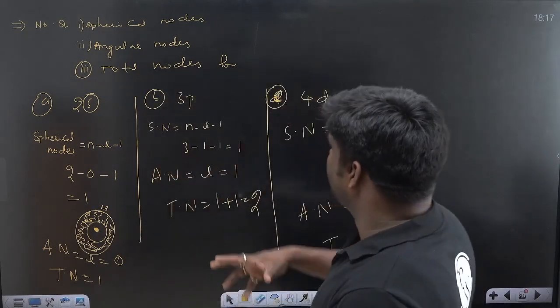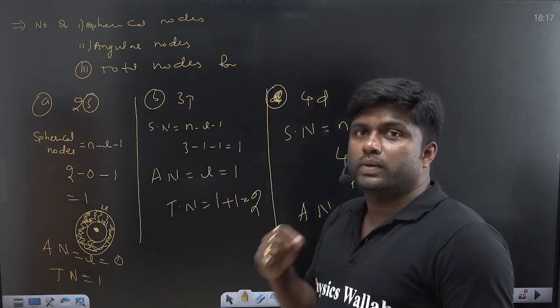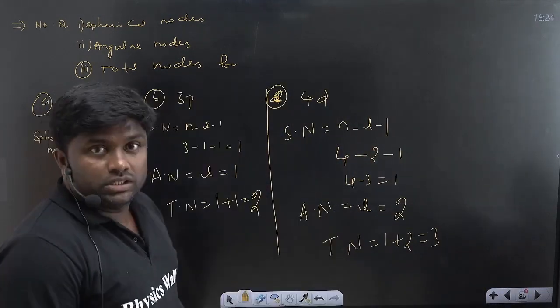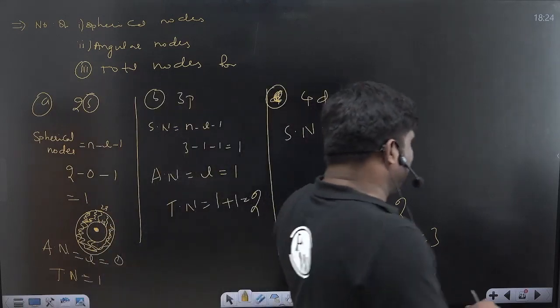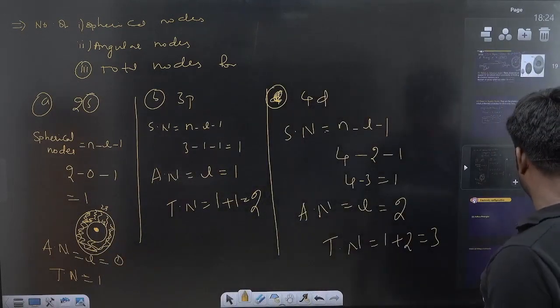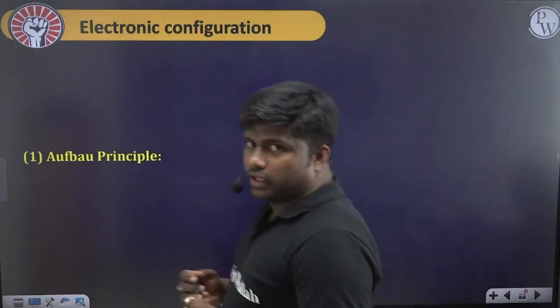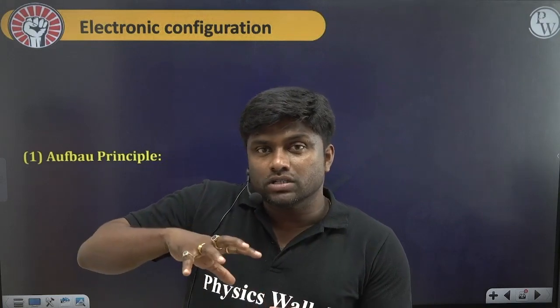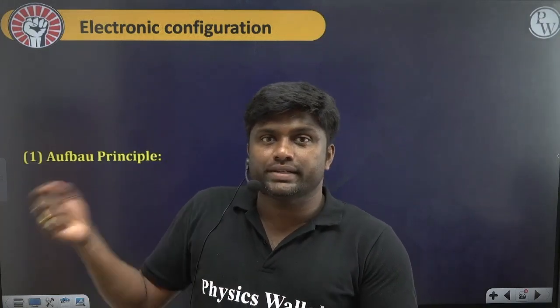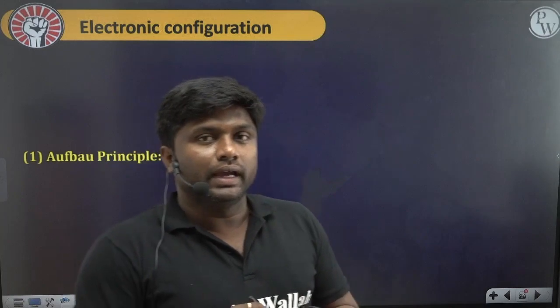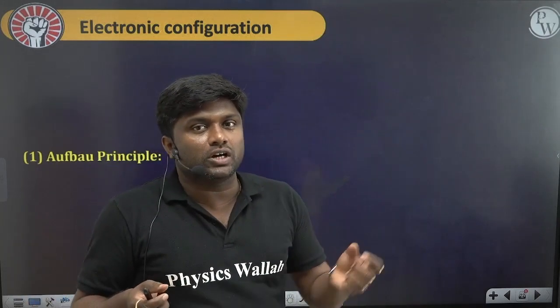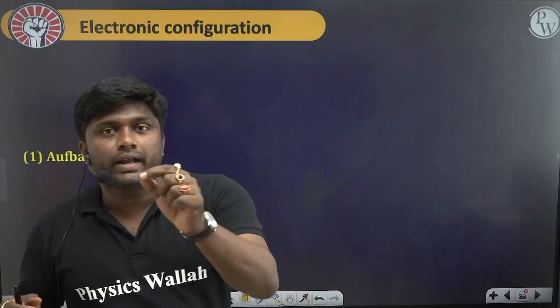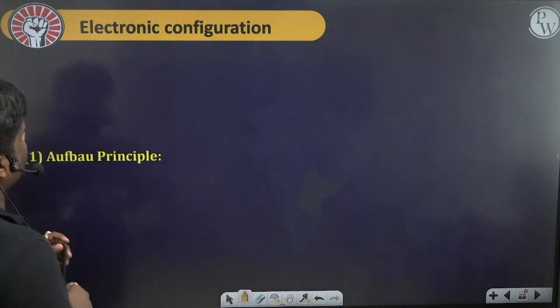Okay, this is how we will calculate the angular nodes, spherical nodes and total nodes. Next topic is electronic configuration. This is the last topic of this chapter. So what do you mean by electronic configuration? Electronic configuration means distribution of electrons in shells, subshells and in orbitals is called electronic configuration.